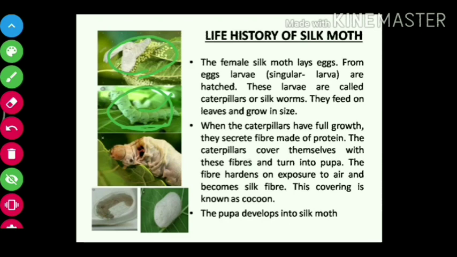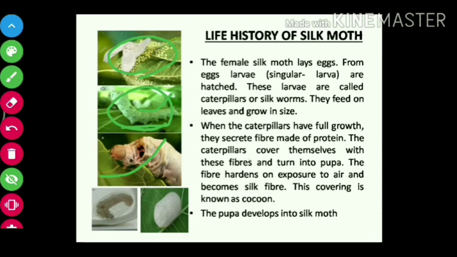They feed on leaves and grow in size. Here it is feeding on leaves. Look here, eating leaves, and they will grow to full size. When they have full growth, they secrete fiber made of protein. From their mouth, a watery, fiber-like liquid comes out, and that is made up of protein. Like saliva comes from our mouth, that liquid-type fiber comes out from their mouth.